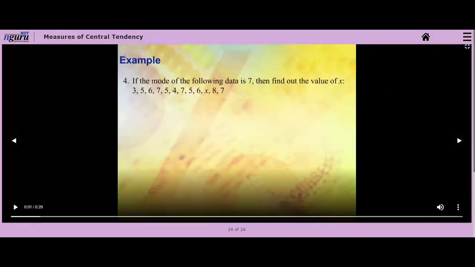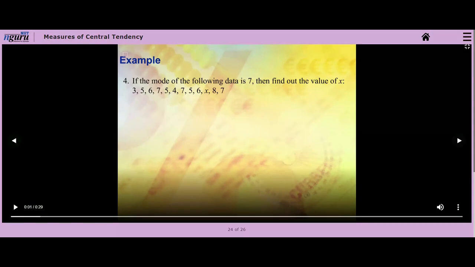If the mode is 7, find out the value of x. How many times is 6 repeated? 2 times, ma'am. How many times is 5 repeated? 3 times, ma'am. What is the value of x, if the mode is 7? 7, ma'am. Correct.